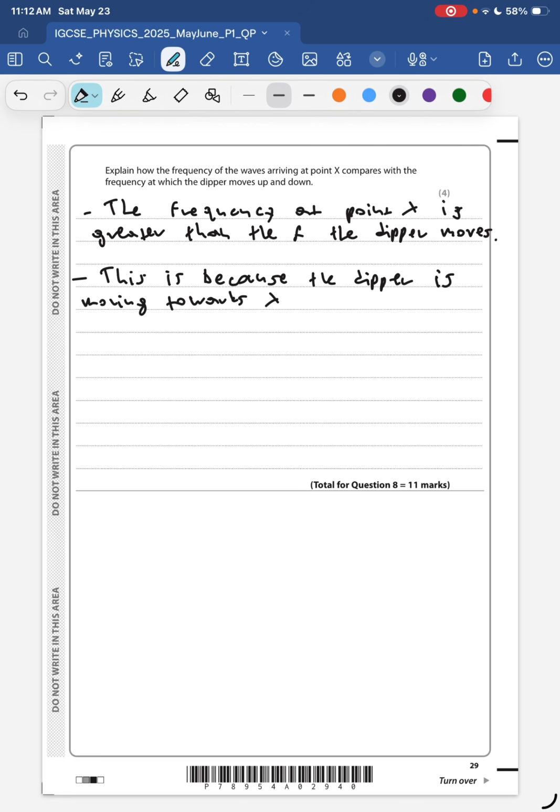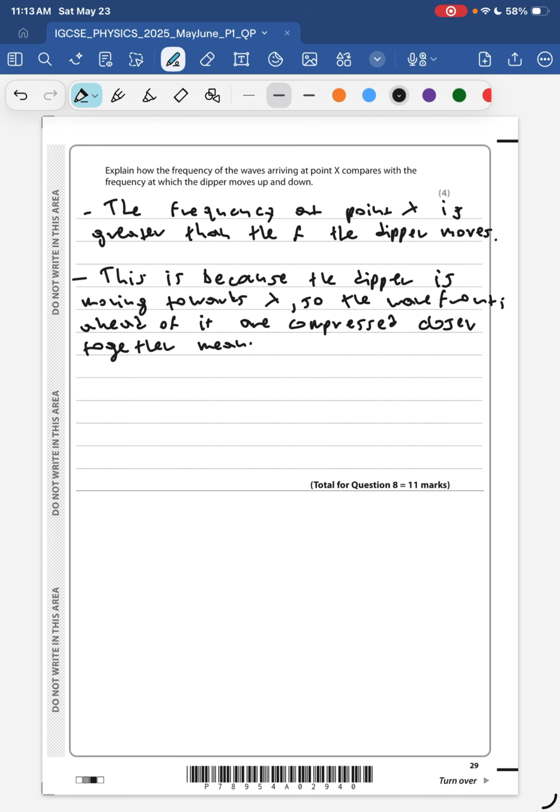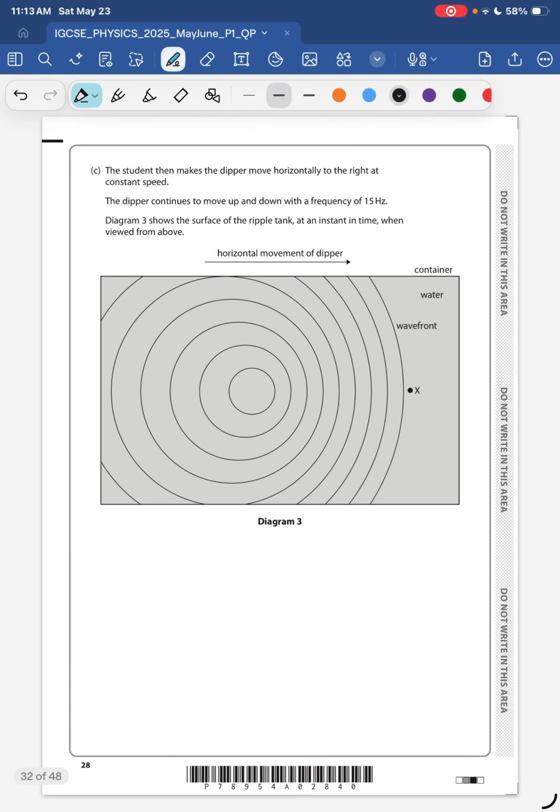So the wavefronts ahead of it are compressed, closer together, meaning the wavelength in that direction is shorter, which is kind of what you can see. The wavelength there is shorter than what the actual wavelength is.